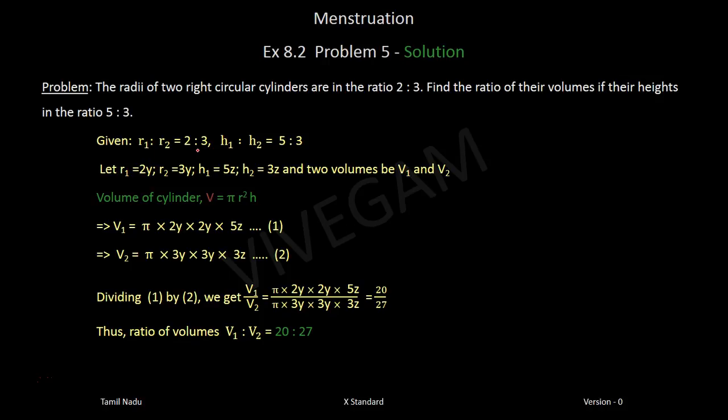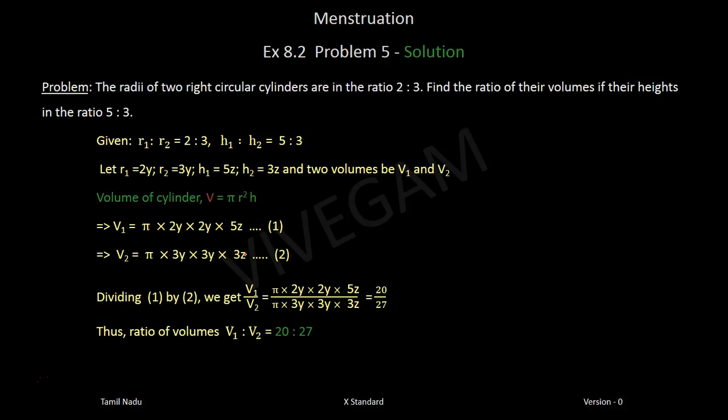R1 is to R2 equal to 2:3, H1 is to H2 is 5:3. So let R1 equal to 2y, R2 equal to 3y, H1 equal to 5z, H2 equal to 3z, and the two volumes be V1 and V2. Volume of the cylinder is V equal to pi r square H. So V1, the volume of the first cylinder, will be pi into 2y into 2y, into H1, which is 5z. Then V2, volume of the second cylinder, will be pi into 3y into 3y, into height H2, which is 3z.